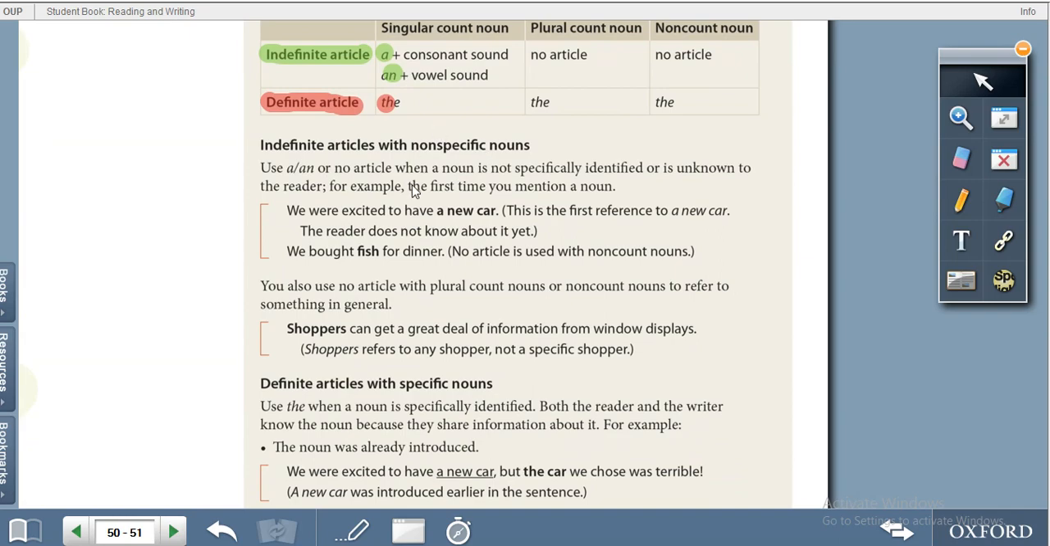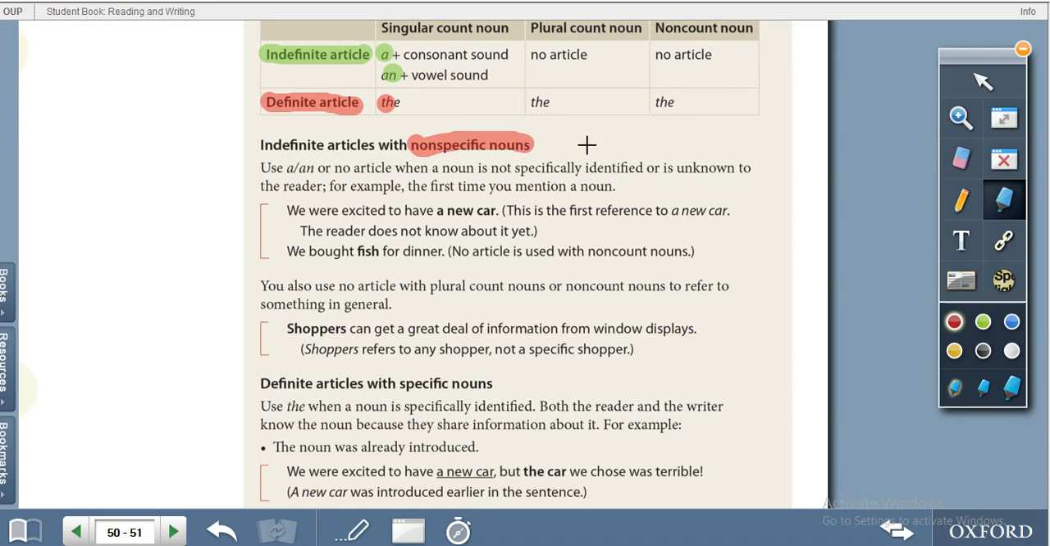Indefinite article, non-specific nouns. Something is non-specific. For example, you say I bought a car, I have a mobile phone. So this non-specific noun, we use a or an the first time, an excited, a new car, yes.